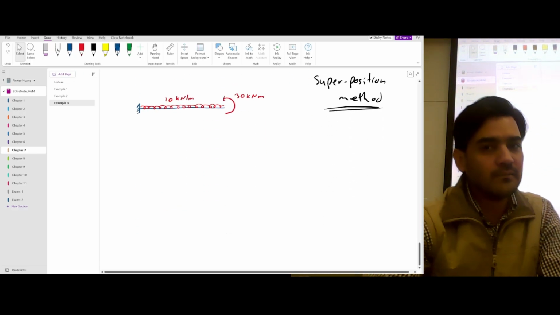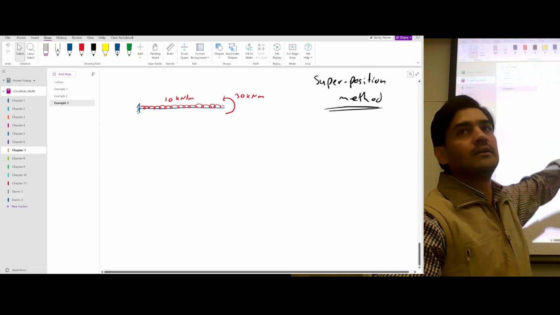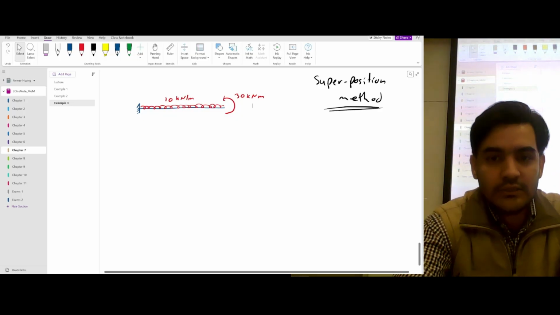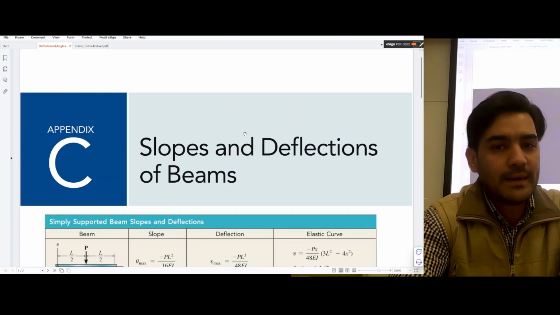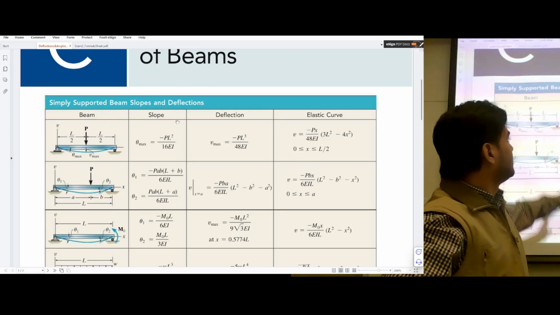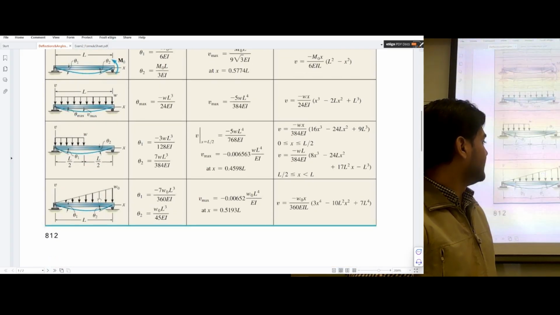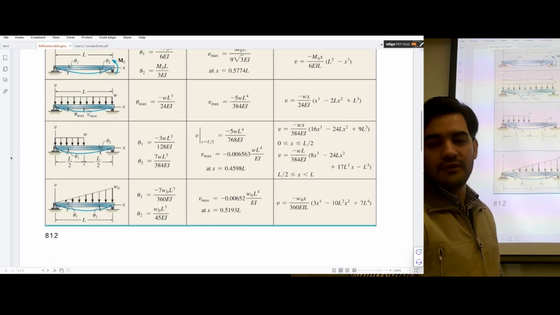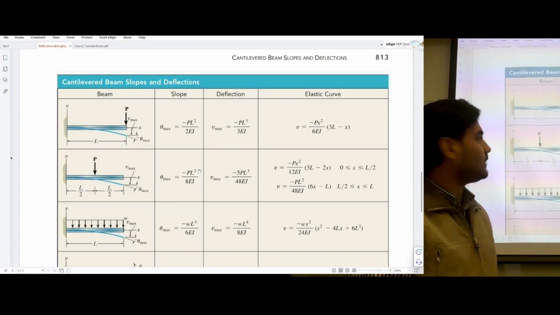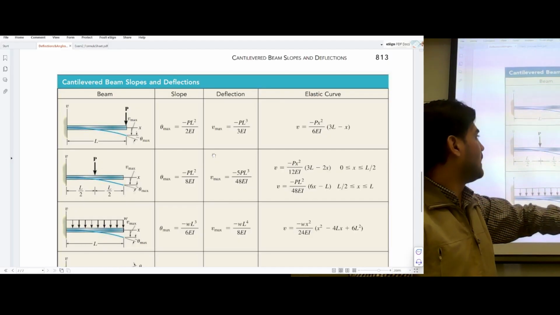So this is a cantilever beam, and it has two loadings. It has a uniformly distributed load of 10 kilonewton per meter, and it also has an anti-clockwise moment of 30 kilonewton meter. We can go to our appendix, and we can see that the first page is about simply supported beams. All the loading conditions are for simply supported beams. But in our case, we have a cantilever beam. So we'll go to the next page, and we'll try to see which figure is more related to our case.